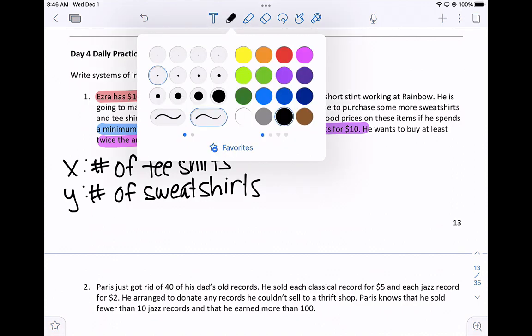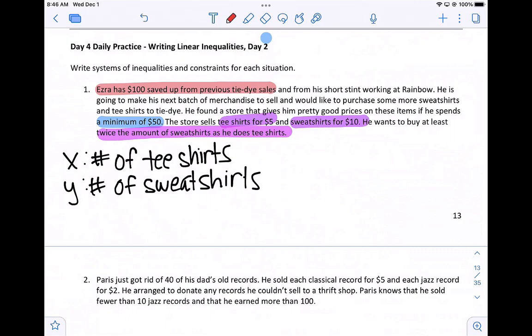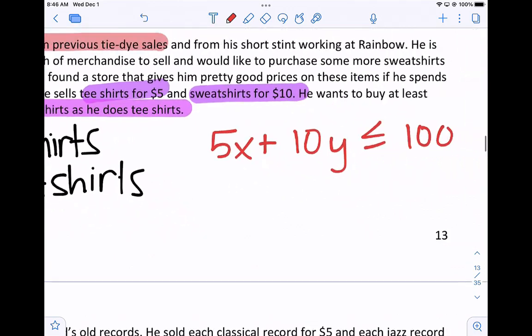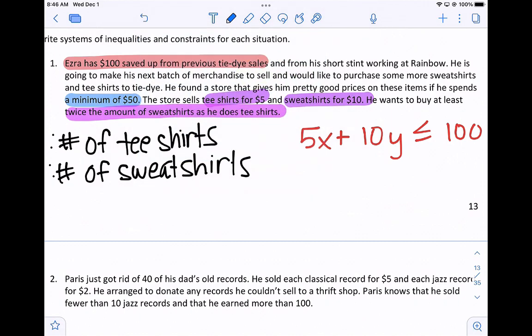Okay, so with that in mind, the first constraint, he has $100 that he needs to spend. So if we take a look at it, it was $5 for every t-shirt plus $10 for every sweatshirt, and you can spend up to $100, so less than or up to $100. There's the first constraint. Here's what he's buying, less than or equal to 100. All right, he has to spend a minimum of $50. So 5x plus 10y should be greater than or equal to 50. So you can spend 50 or more. So there is kind of the lower end of that.